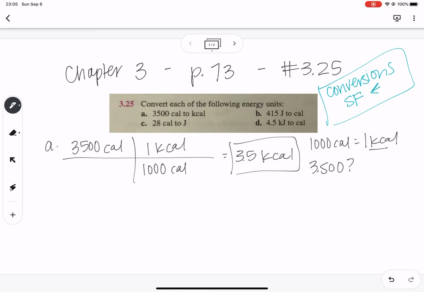Now, why is the answer not 3.500? It is not 3.500 because the number we started with has two significant figures. So our answer has to have two significant figures, and 3.500 has 4. Because of that decimal, these trailing zeros are significant. So it is not 3.500.